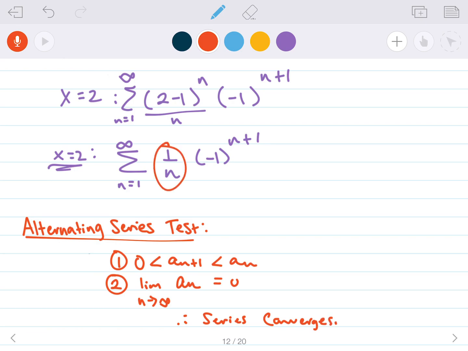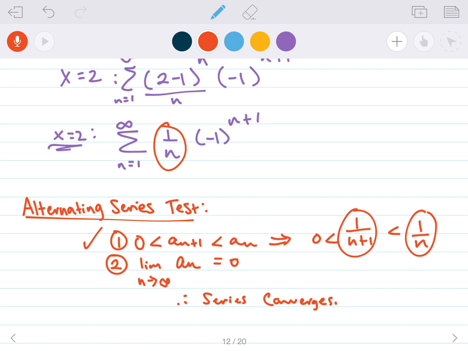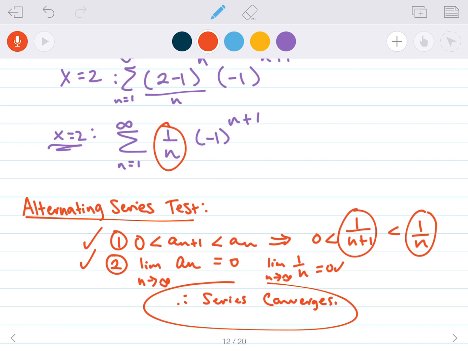So remember, our a sub n is just 1 over n without the alternating part. Is it true that a sub n plus 1, which is just 1 over n plus 1, is between 0 and 1 over n? We're just plugging in n plus 1 into our rule, ignoring the alternating part. Is this guy always less than this guy and bigger than 0? Yeah, that's definitely true. What about the second condition? Is the limit as n goes to infinity of a sub n equal to 0? Yeah, that's true too, because when n gets huge, 1 over n goes to 0. Since both conditions are met, the series converges for x equals 2.